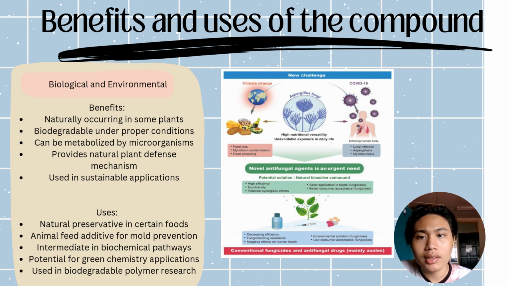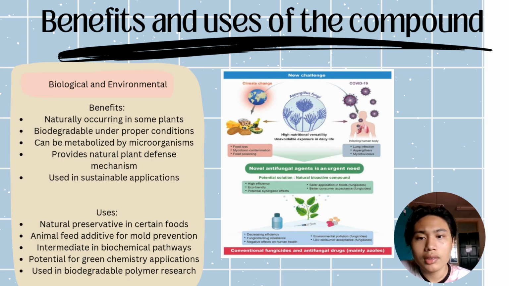In plants, it serves as a natural defense mechanism, helping them resist fungal and bacterial attack. Due to these properties, benzoic acid has potential in sustainable applications, particularly in green chemistry and eco-friendly product development. In practical use, benzoic acid acts as a natural preservative in some food products, leveraging its antimicrobial property without synthetic additives. It is also added to animal feed to prevent mold growth, ensuring livestock health and feed safety.